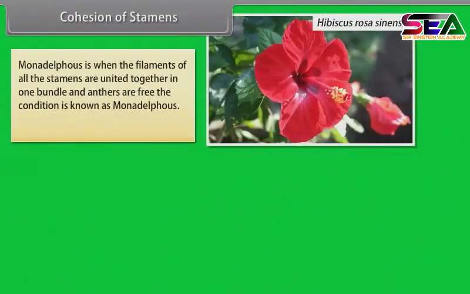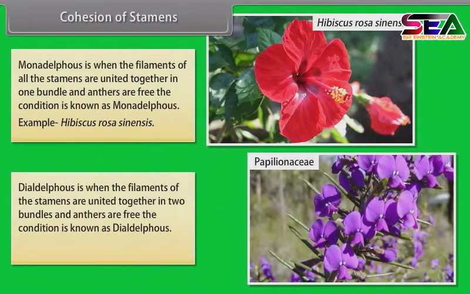Monadelphous is when the filaments of all stamens are united together in one bundle and the anthers are free. Example, Hibiscus rosa-sinensis. Didelphous is when the filaments of the stamens are united together in 2 bundles and the anthers are free. Example, Papilionaceae.